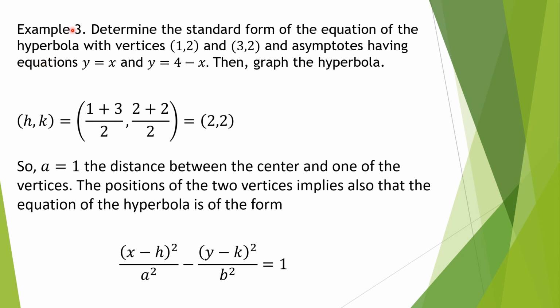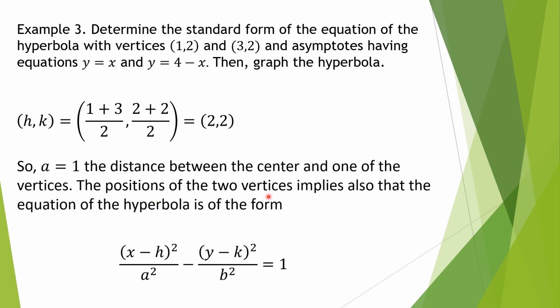Let's have our last example, number 3. Determine the standard form of the equation of the hyperbola with vertices (1, 2) and (3, 2), and the asymptotes having equations y equals x and y equals negative x, then graph the hyperbola. Our h, k is the midpoint of our vertices, so using the midpoint formula in finding the center, we have (2, 2). So a is equal to 1, the distance between the center and one of the vertices.